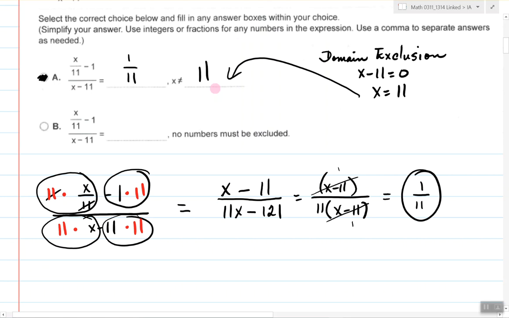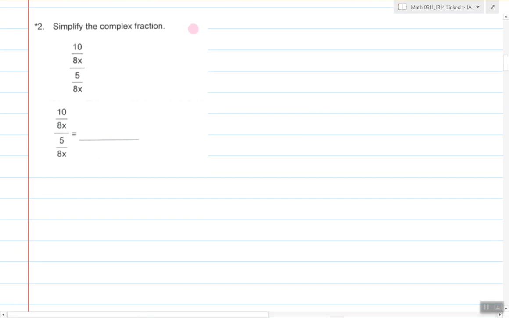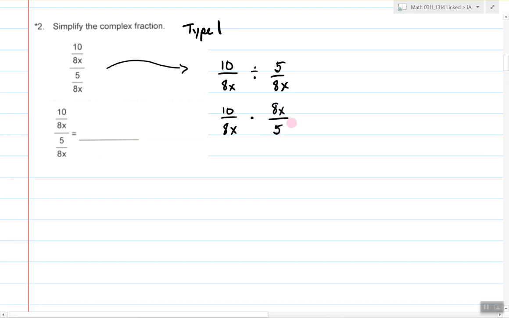And I really believe that may be the only question we have in simplifying complex fractions where it asks us to consider that. Let's look at number 2. This is what I would call type 1 because it is a single fraction over a single fraction. I rewrite that as a division problem. 10 over 8x divided by 5 over 8x. So I will keep 10 over 8x, change to multiplication, flip or invert the second fraction and see if I can reduce. Those divide out.